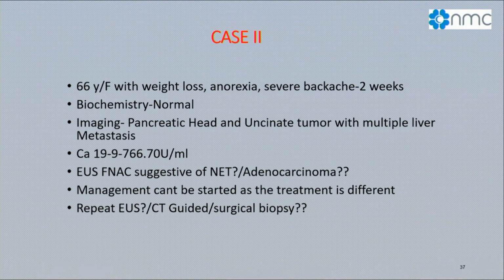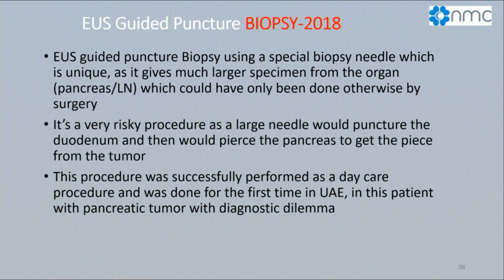The point is that the treatment of both the diseases is entirely divergent, opposite. They are different. So we needed a definitive diagnosis. The other option was for this patient to go for a surgery, which was too much to do. There was the option of CT-guided biopsy or a repeat EUS FNAC. For this patient, we used a special biopsy technique which is called puncture biopsy. It has been used in very few patients in the world.